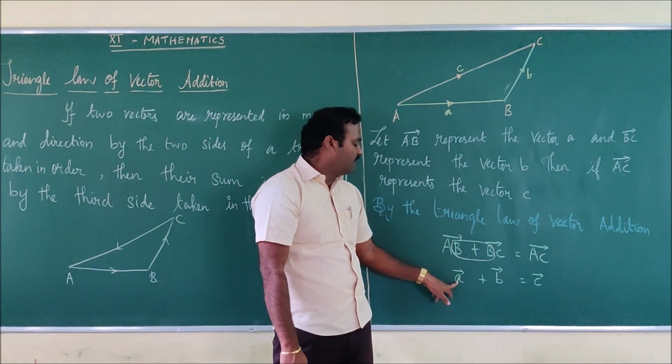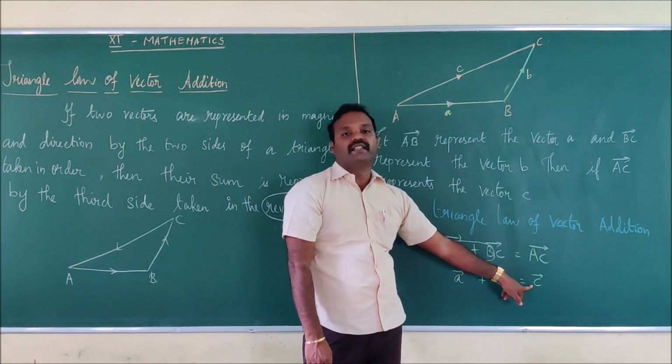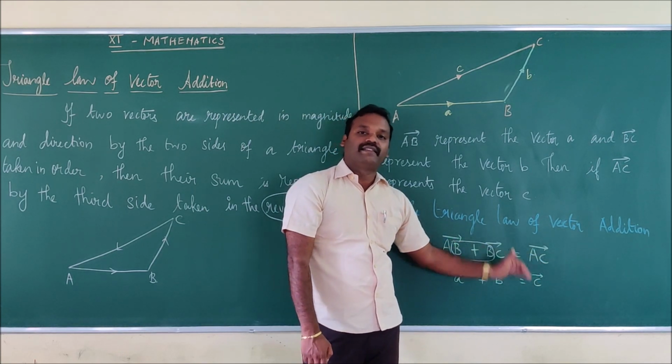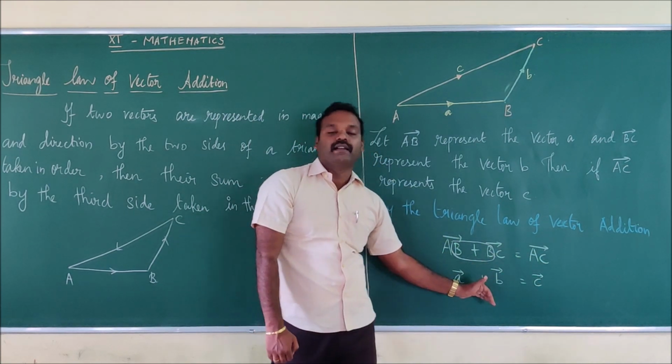So I have represented this A vector, this is B vector, which is equal to C vector. The C vector is the resultant of A vector and B vector.